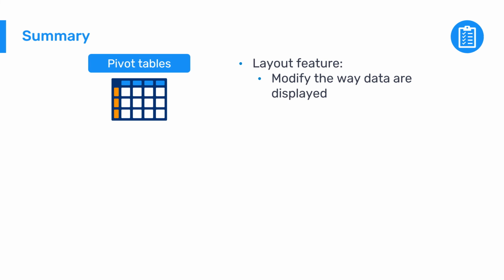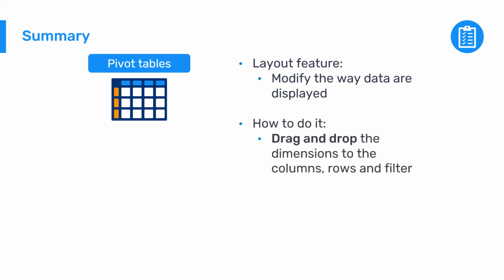In summary, you can use the layout feature to modify the way data are displayed in your pivot table. To modify the layout, simply drag and drop the dimensions to the columns, rows, and filter fields, and then click Update.